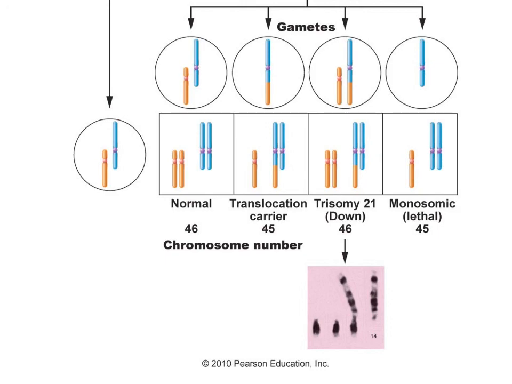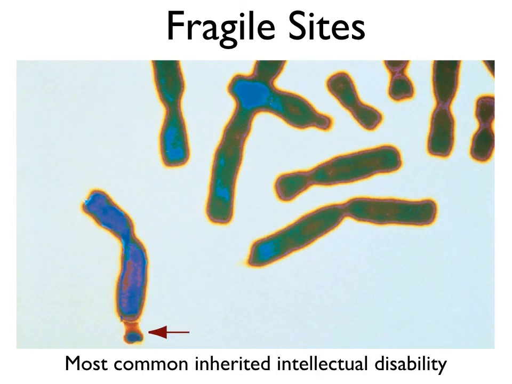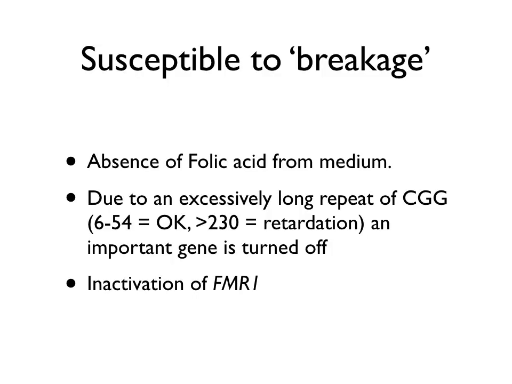All right, the last bit we touch on in this chapter are fragile sites. And this is, surprisingly, the most common inherited intellectual disability in humans. And you can see a portion of this X chromosome here indicated by an arrow, in which dyeing and staining has clearly indicated this fragile site. And what's interesting is that this is a region of the X chromosome that is susceptible to "breakage." And I put that in quotes because I don't necessarily mean to imply that part of the chromosome falls off. It's broken in that it no longer functions properly, okay?